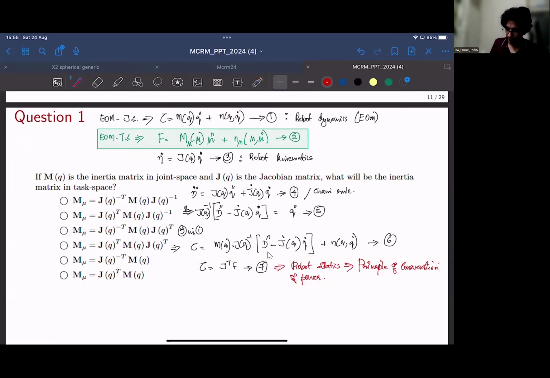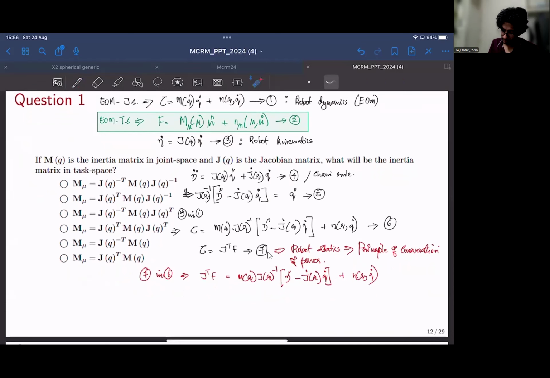So now, substituting 7 in 6, we'll get J transpose F as M of Q multiplied by J of Q inverse, eta double dot minus J dot of Q dot, plus N of Q, Q dot.